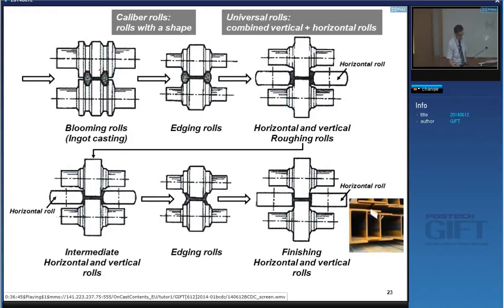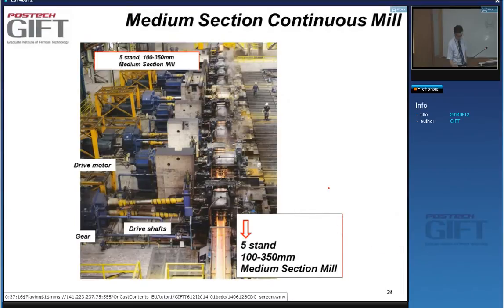And then the horizontal roll here. This is a universal mill stand, rather, with combined vertical and horizontal rolls. And you can see here this is further reduced. And then you take care of the finishing of these edges.